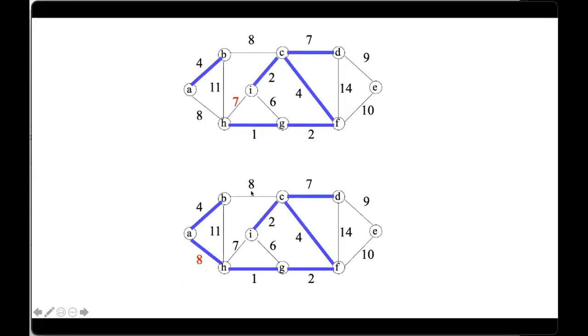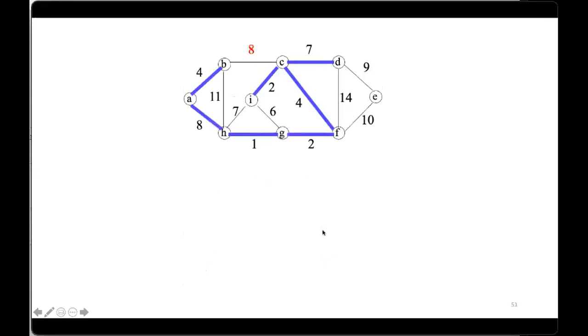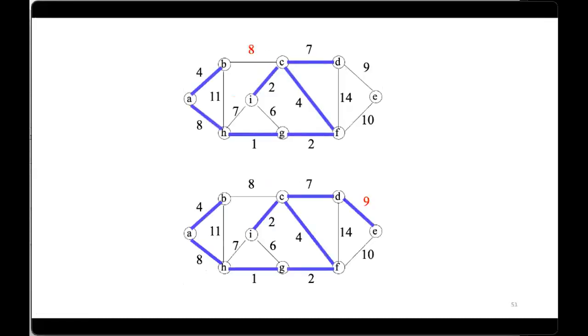Next, the minimum cost edge is 8. You cannot select it now because it will create a cycle here. So we cannot connect that edge. Next, the minimum cost edge is 9.